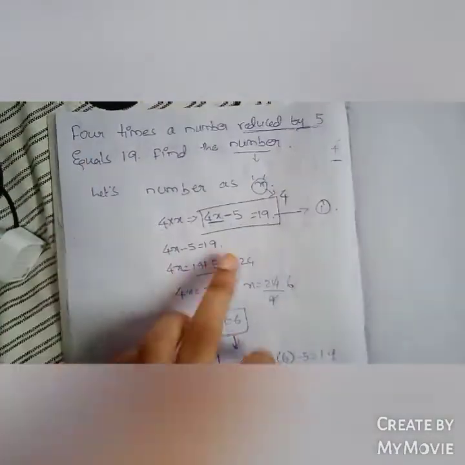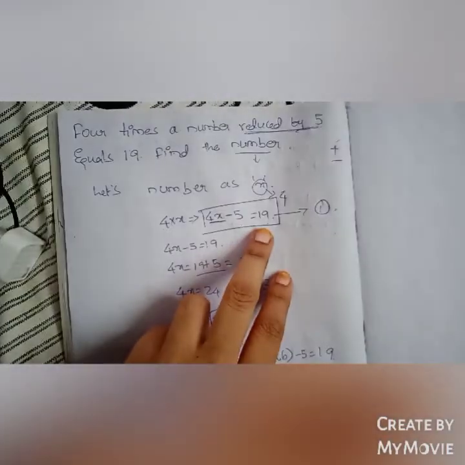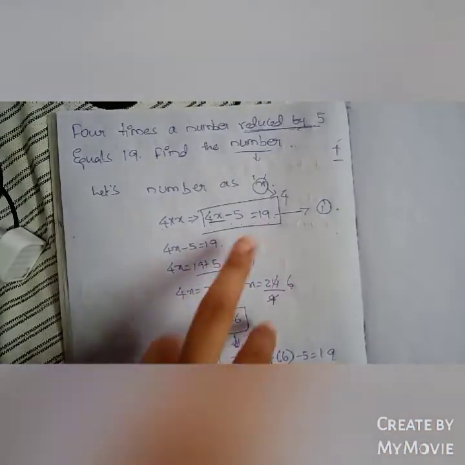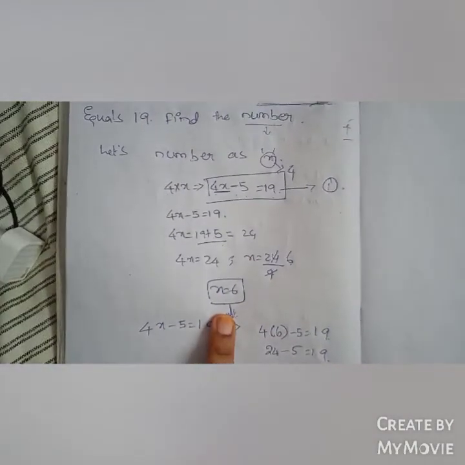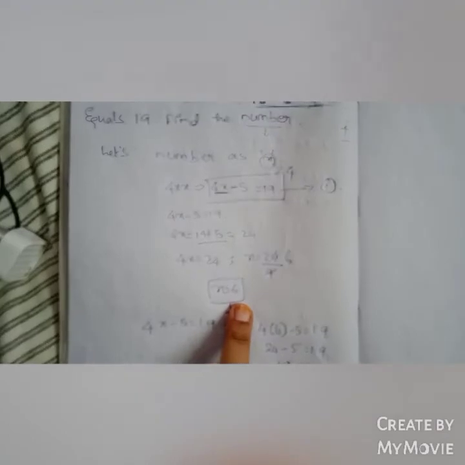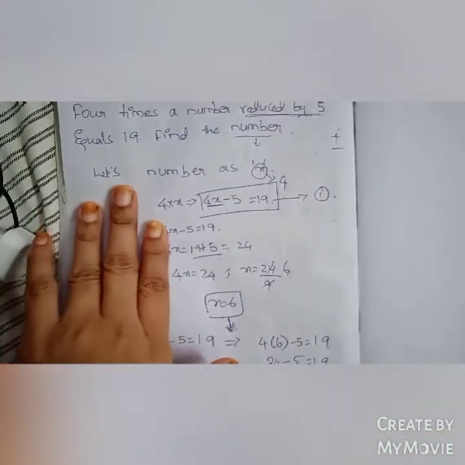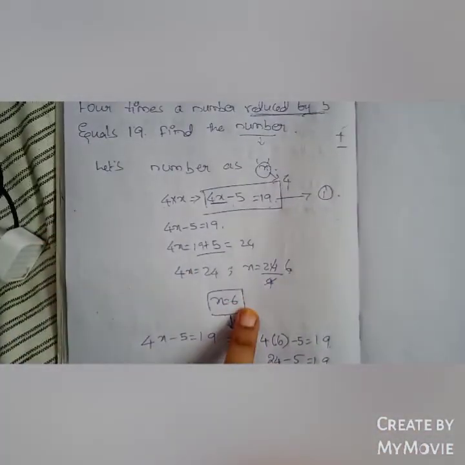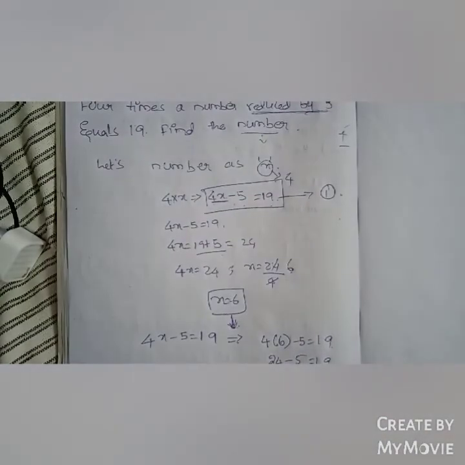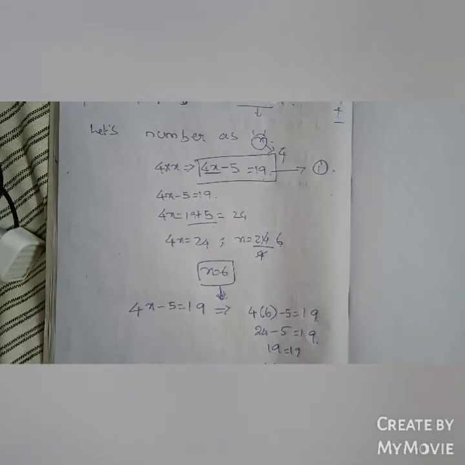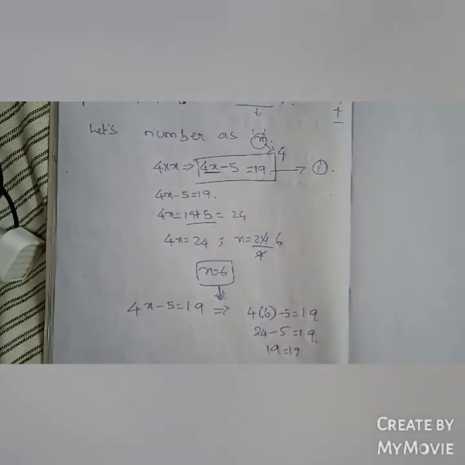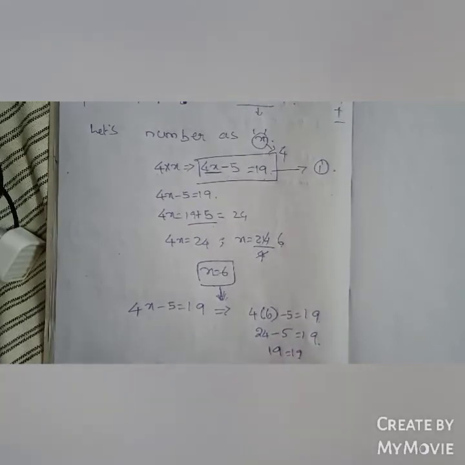From this puzzle we found the linear equation. From this equation we got the value of x, which is 6. To check whether the given question is satisfied or not, we substitute this value of x in the linear equation. So 4 into 6 minus 5 is equal to 19. 24 minus 5 is 19, and the RHS is also 19. So LHS is equal to RHS.